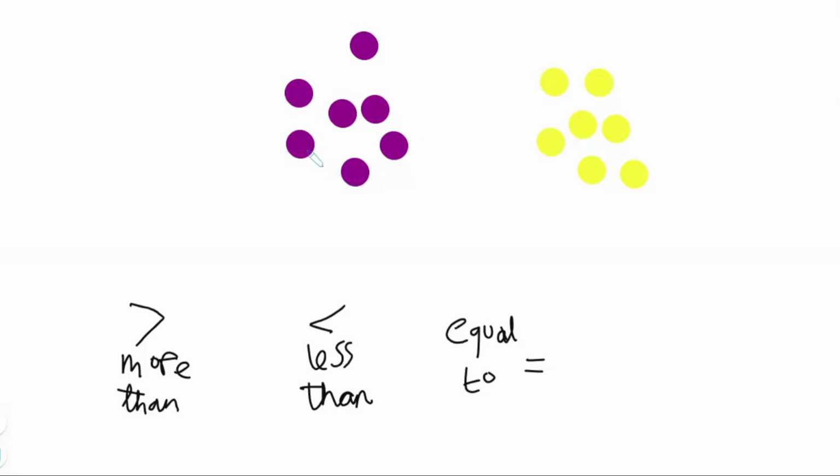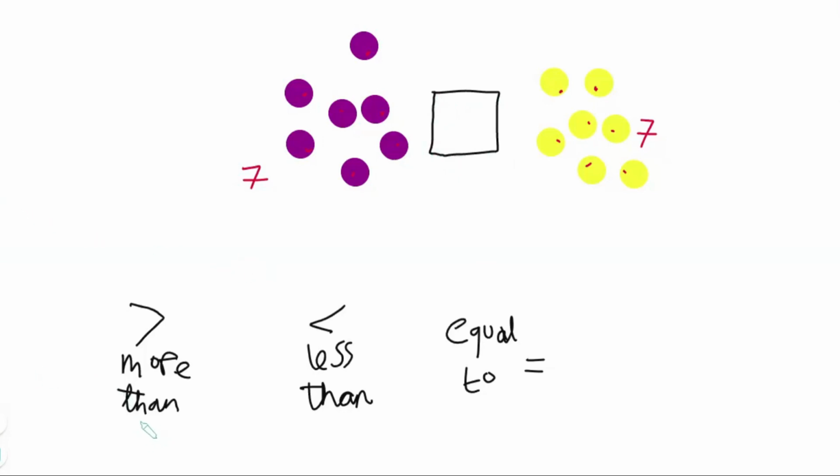Here we go. 1, 2, 3, 4, 5, 6, 7. We have 7 purple spots on this side. How many yellow spots have we got? Should we count them? Here we go. 1, 2, 3, 4, 5, 6, 7. Oh, we have 7 yellow dots as well. So, can you work out what symbol we need to pop in the middle?